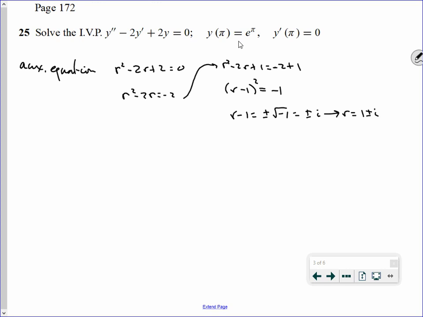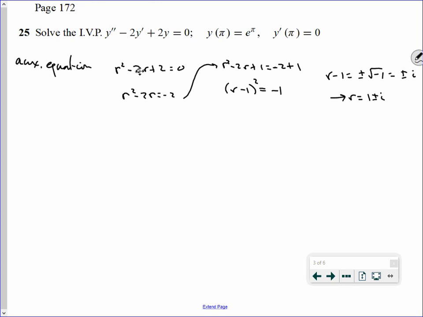Scoot that over a little. I'm going to need a little more space down here. This is not a hard problem, but it takes some space. Things on the board a little better here.